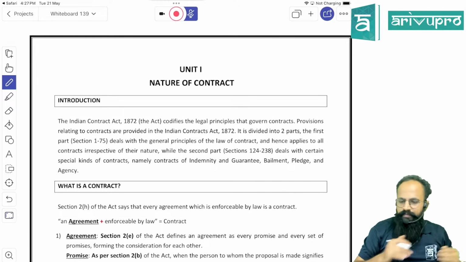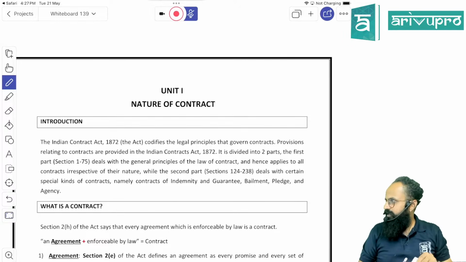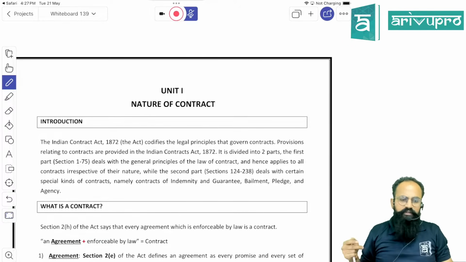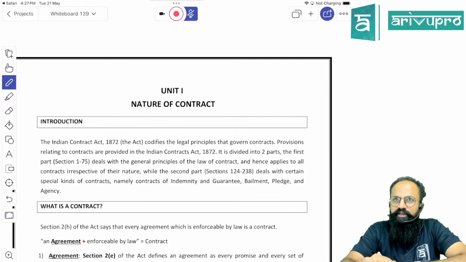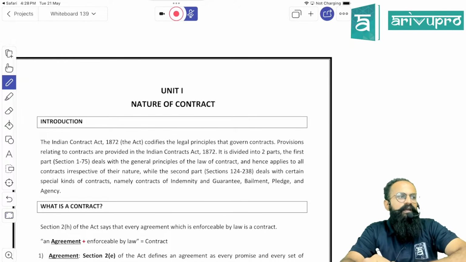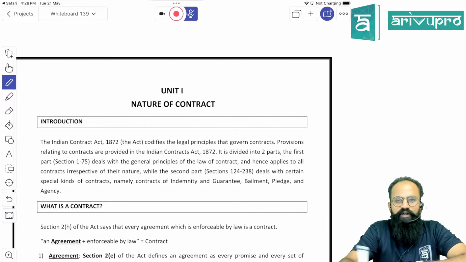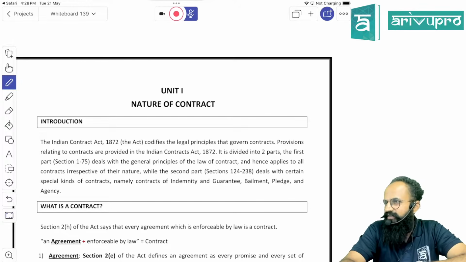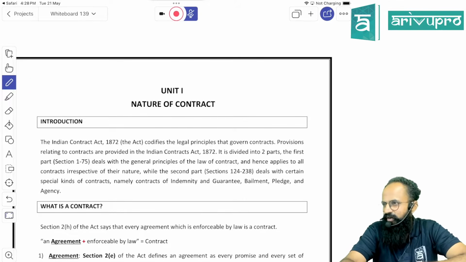Done? Okay. So let us start with your second chapter, people. What is your second chapter? Indian Contract Act. Okay, so let us start with your Indian Contract Act, chapter 2. For the next 12 or 13 days, at least, we'll be doing only your Indian Contract Act. At least for the next 10 days, it will be only Indian Contract Act.